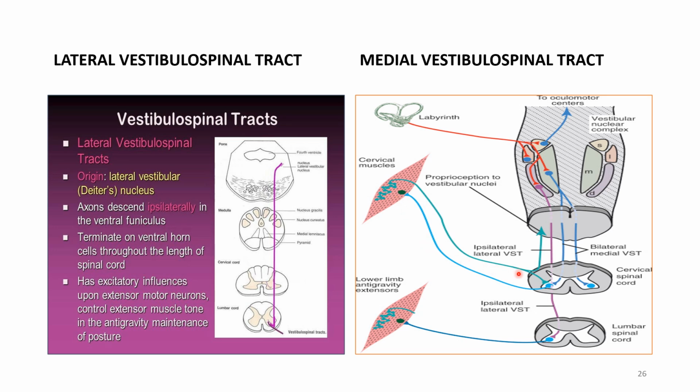And also the collaterals carry the proprioception impulses to the vestibular nuclei. So these are the four vestibular nuclei. The stimulus will come from the labyrinth. And these will be carried to the oculomotor centers also. The impulses can be carried to the oculomotor centers also.